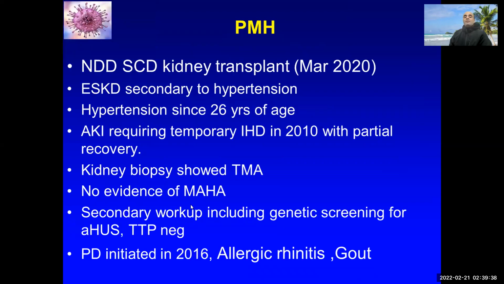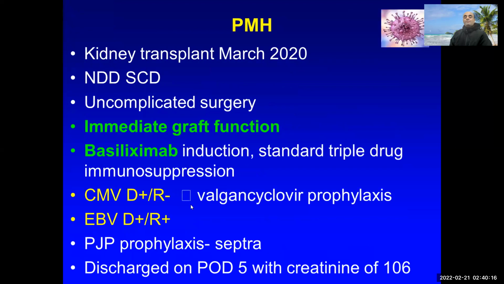He had a deceased donor standard criteria donor kidney transplant in March 2020, for end-stage renal disease secondary to hypertension. Hypertension since 26 years. AKI required temporary hemodialysis in 2010 with partial recovery. Kidney biopsy showed thrombotic microangiopathy, with no evidence of microangiopathic hemolytic anemia. Secondary workup, including genetic screening for typical HUS and TTP, was also negative. Peritoneal dialysis was initiated in 2016. He also has allergic rhinitis and gout.